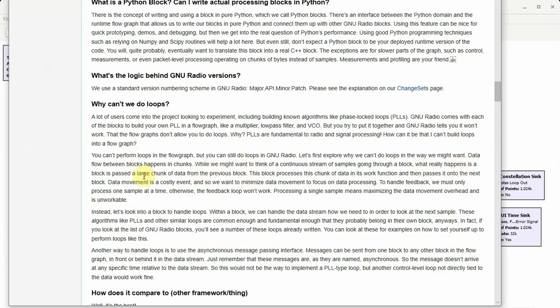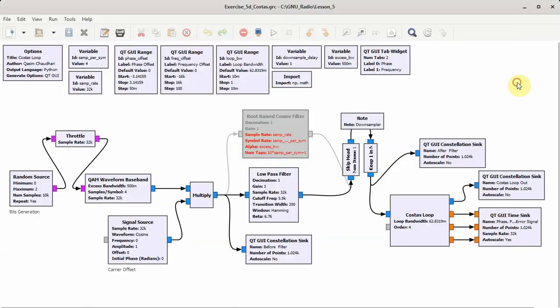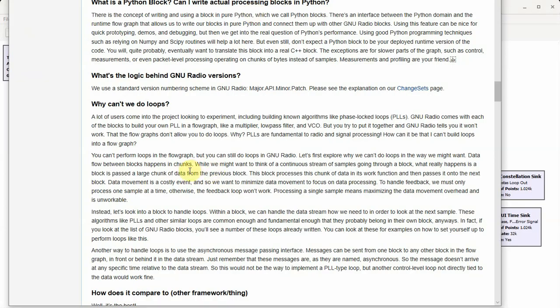What really happens, this is from the GNU Radio website, is a block is passed a large chunk of data from the previous block. A loop could be implemented if it was a sample by sample passing operation. However, as I mentioned here, we can still do loops in GNU Radio, not just in GNU Radio Companion.